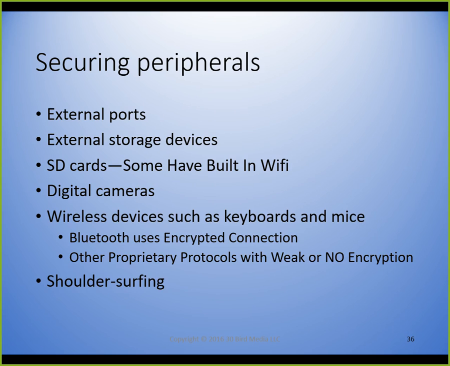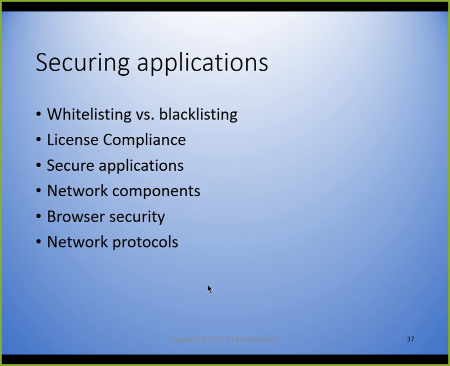Are you going to allow cameras into certain areas of the network, or are they going to be prohibited in some areas? And wireless devices, keyboards and mice. Bluetooth uses the encrypted connection. Other proprietary protocols are not going to do that. And then shoulder surfing. If people have mobile devices, laptops in particular, out in public areas, what's going to happen? There are lots of lists of what we're going to do.